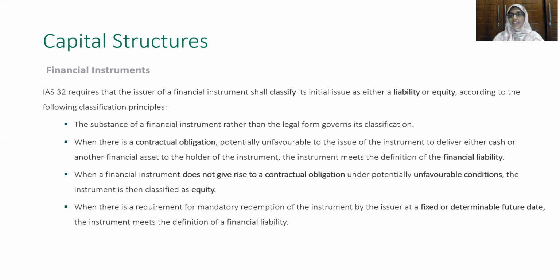So if the financial instrument has a contractual obligation which is potentially unfavorable, then the company obviously needs to include it as a liability, which is fair. Now, when it comes to equity, if there is no contractual obligation and there are no unfavorable conditions, then what? Then obviously the company needs to include that particular financial instrument under what? Equity instrument.